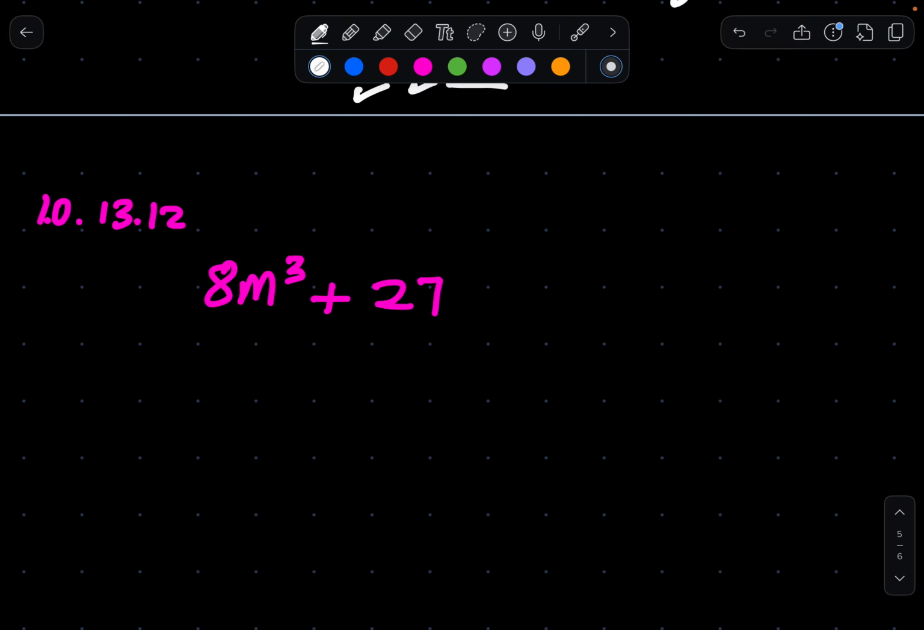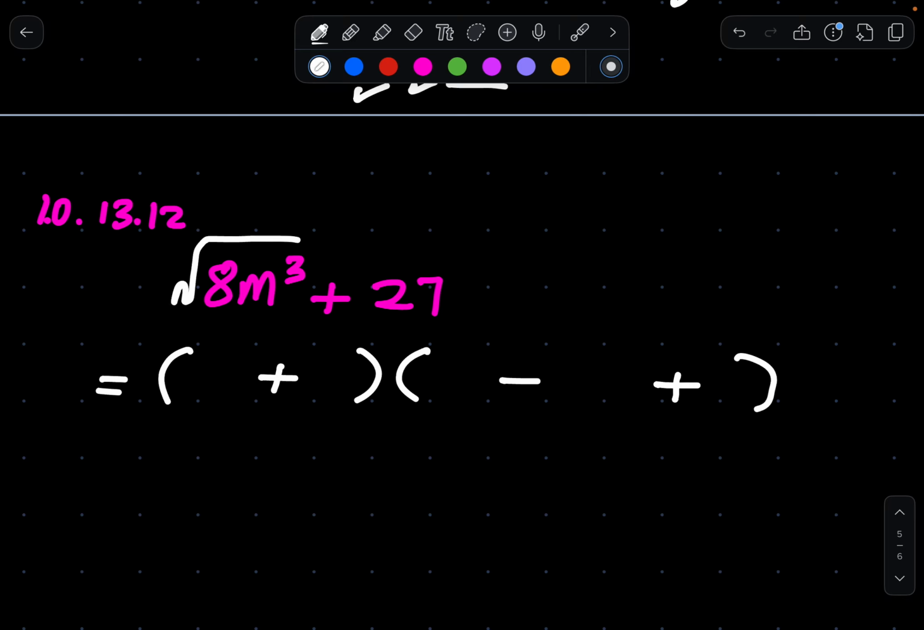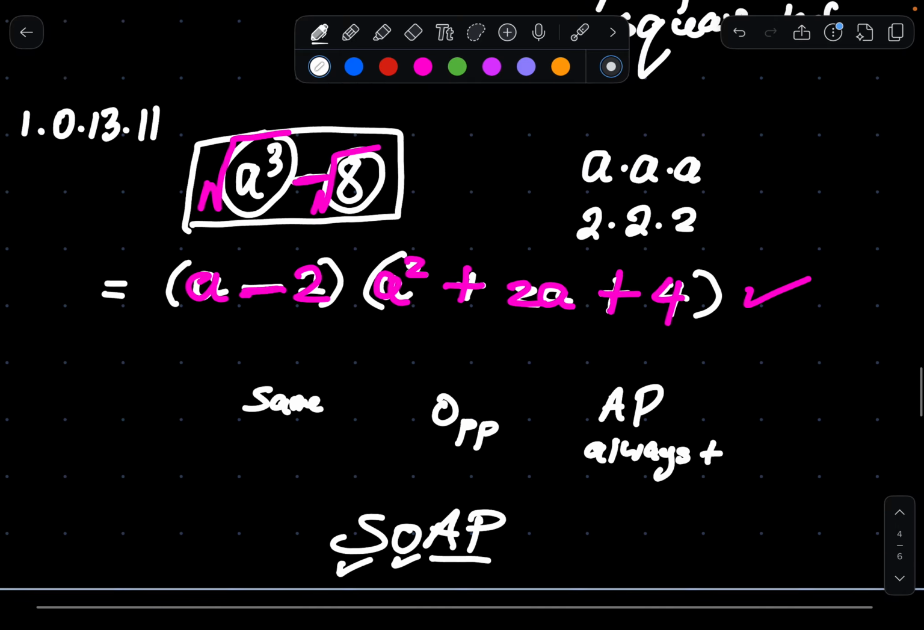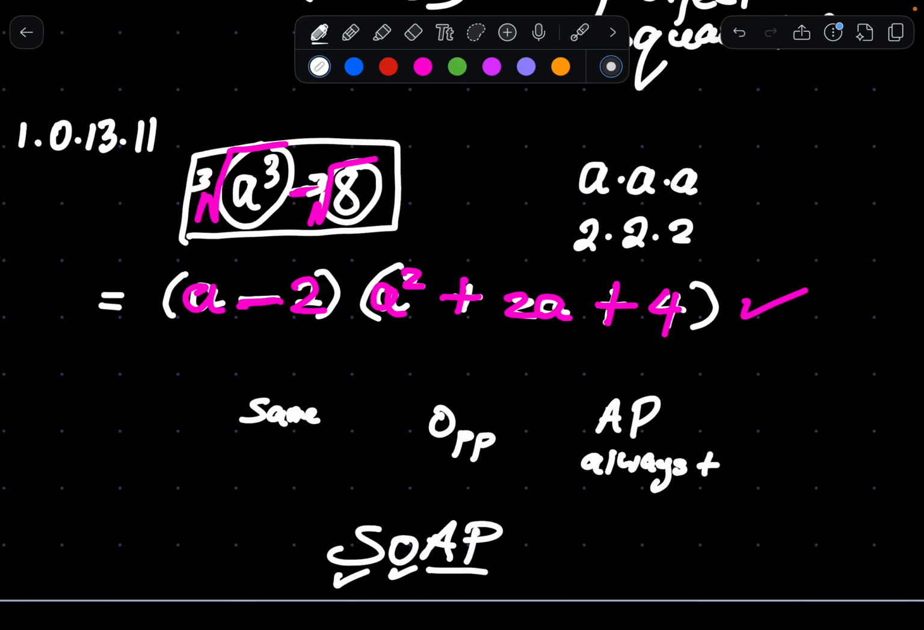So let's go on. Okay, because it's cubes, I'm going to use the SOAP method. Same, opposite, always positive. Now let's cube root this. What is cube root of 8m cubed? The cube root of 8 is 2. The cube root of m cubed is m. What is the cube root of 27? Cube root, not square root, sorry. Cube root of 27 is 3. Even here, I meant cube root, not square root.